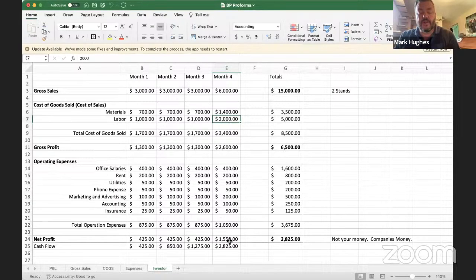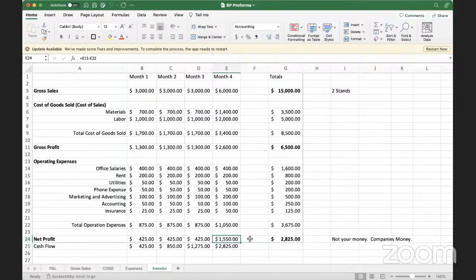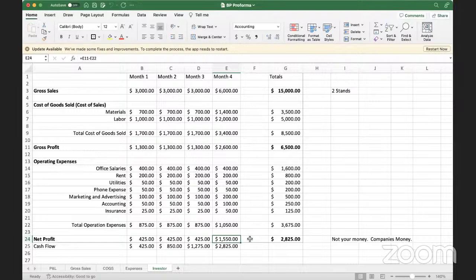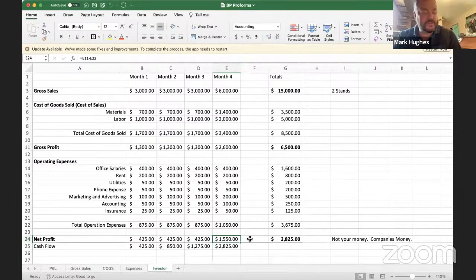Because if you look down here at the net profit, you can pay back that loan in just 2 or 3 months. Now, this may not be realistic, because I am just using made up numbers.